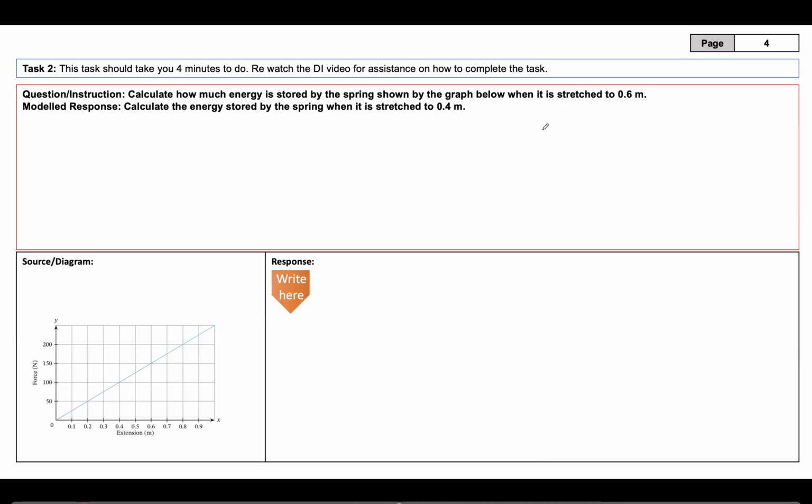Our next activity is using graphs to figure out how much energy we've got stored. So calculate how much energy is stored by the spring shown on the graph below when it is stretched for 0.6 meters. That's what you're going to have to do. You guys need to do it for 0.4. The one we're going to do together is 0.4, not 0.6. So when I'm doing this, I will go to 0.4. I'll draw a line up until I hit here, and that tells me what my extension is.